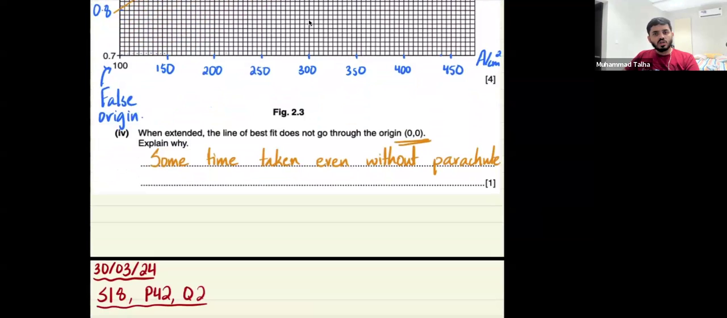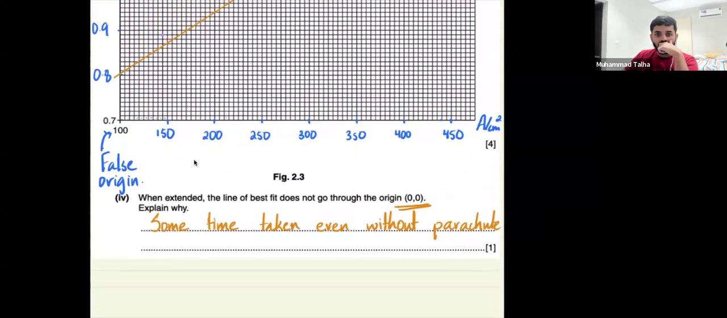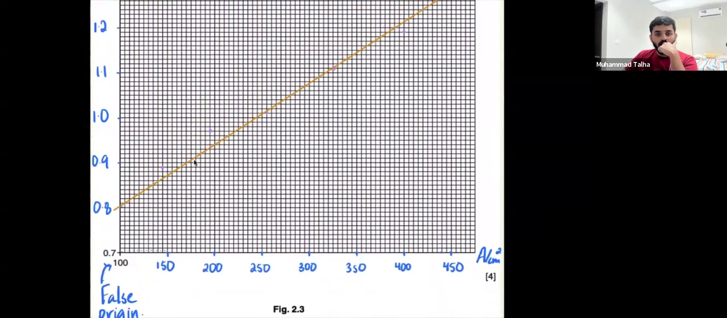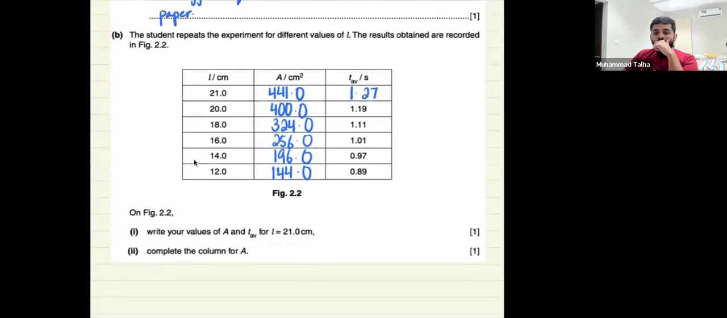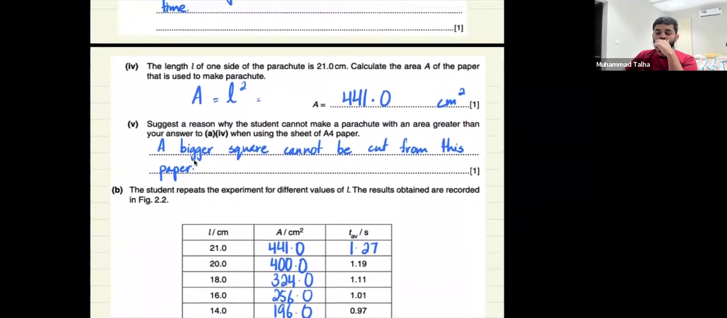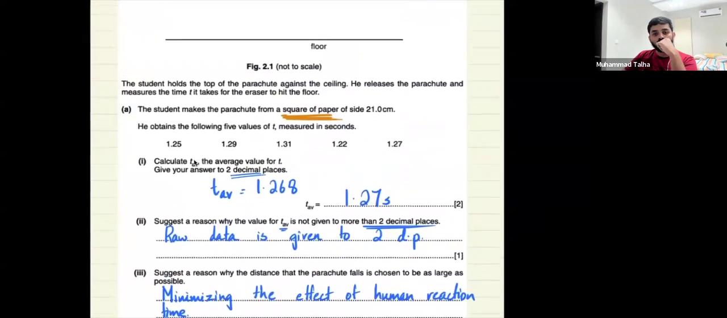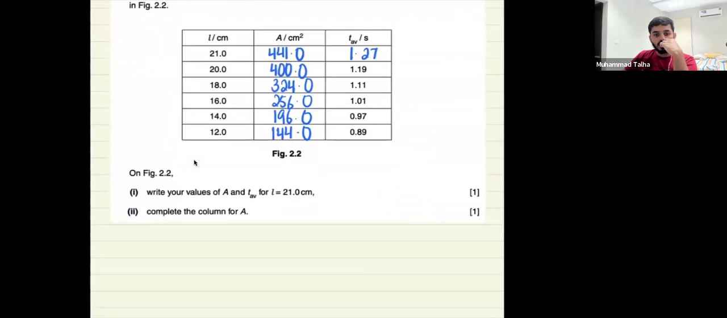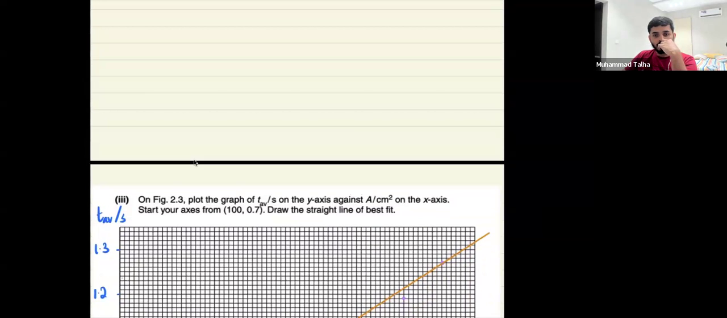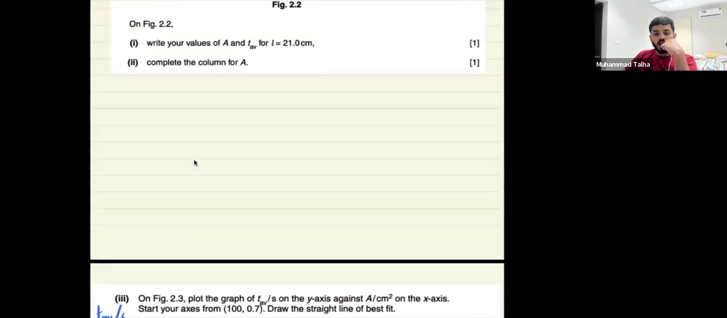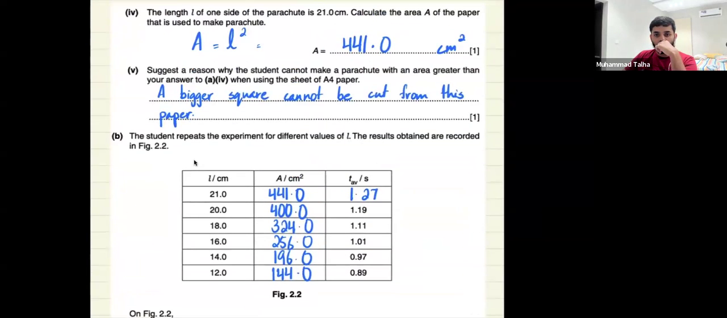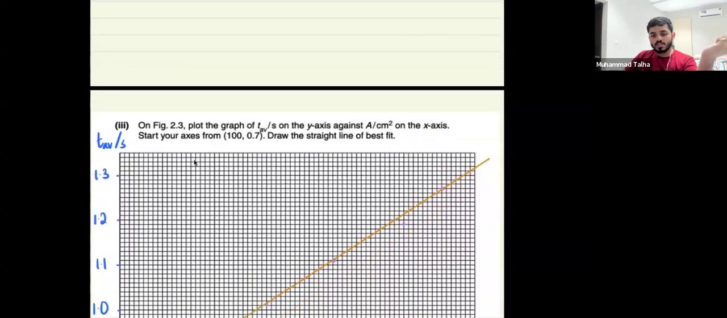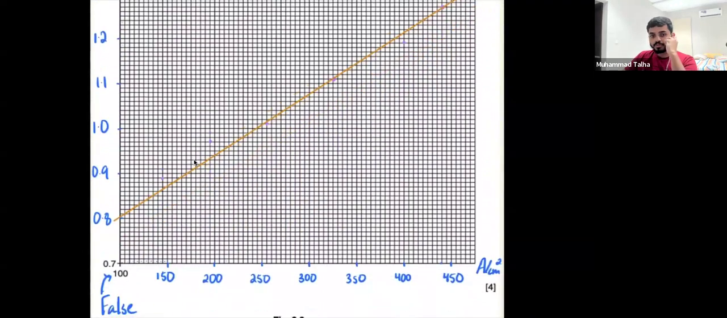Again, questions like these are not asked all that often. Again, when extended, the line of best fit does not go through the origin 0, 0. Explain why. So in this case, you need to think about what going through 0, 0 means. Because you plotted a graph of A versus T, right? So that means that even if you have something which has no area whatsoever, if you drop that, it's still going to take some time. So you just need to use some common sense according to the context provided to you.